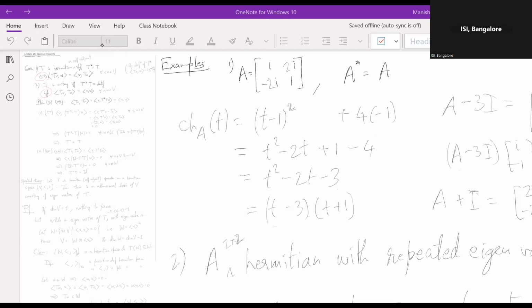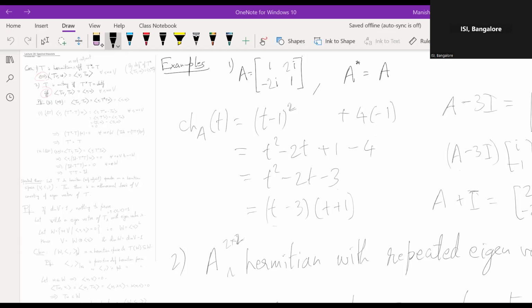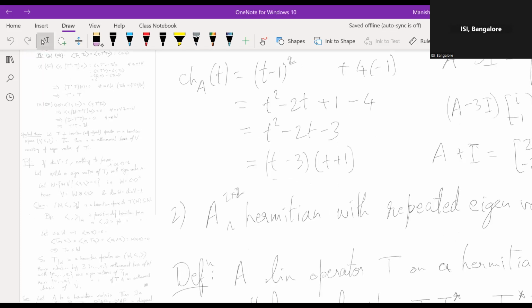For instance, in this one, you look at the characteristic polynomial of this thing. You get t minus 1 whole square plus 4 times i square, so you get 4 times minus 1, and you get that the eigenvalues are 3 and minus 1. I have just done this calculation, and it comes out to be 3 and minus 1.